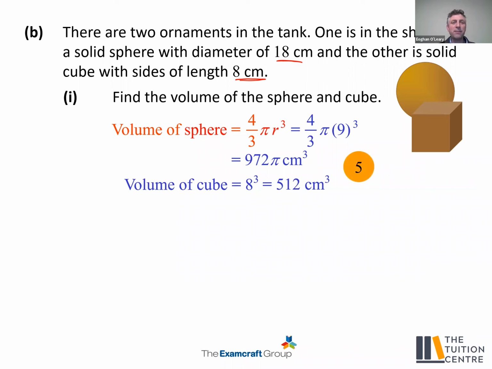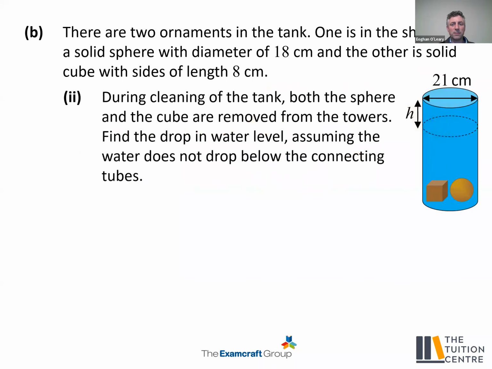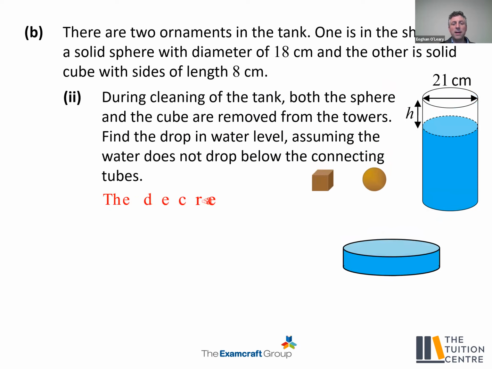And again, remember, as is often the case, part B was just a standalone starting point. During the cleaning of the tank, both the sphere and the cube are removed from the towers. Find the drop in the water level, assuming that the water does not drop below the connecting tubes. So we're taking out these two. Basically, the decrease in the volume is equal to the volume of the ornaments.